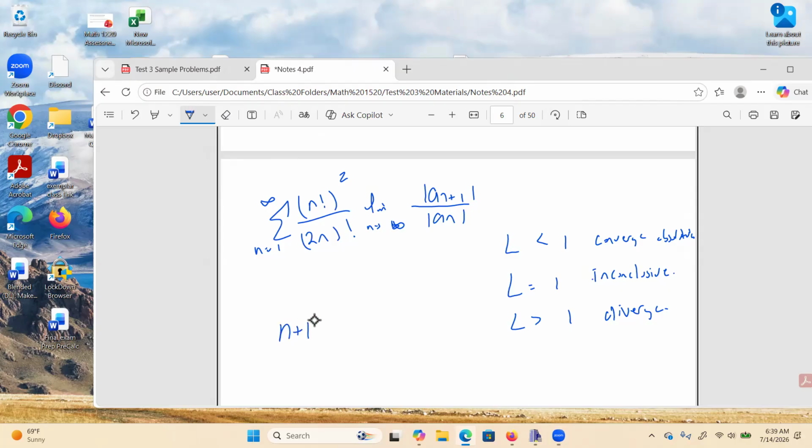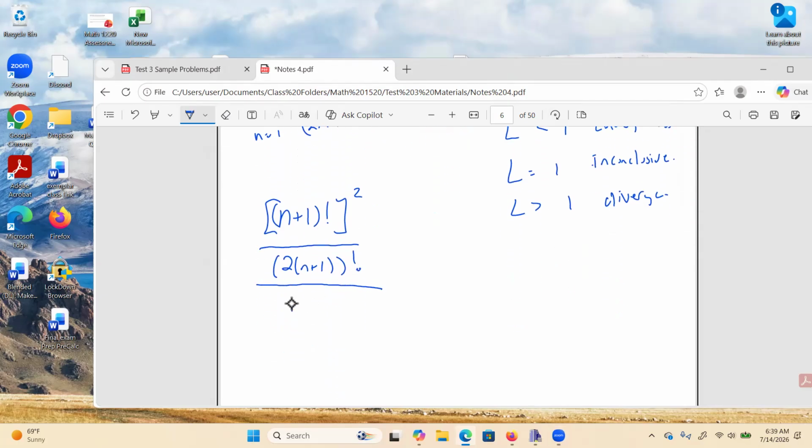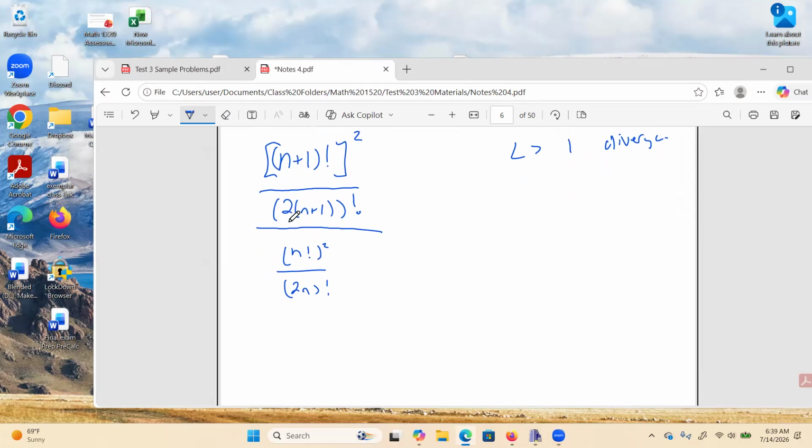All right, so here's what we're going to do. We have (n plus 1) factorial squared, divided by (2n plus 1) factorial, divided by (n factorial) squared over (2n) factorial. So we applied the ratio test here. With this (n plus 1) factorial, and we have to square it, it's going to be kind of hard. So we have (n plus 1) times n factorial, and I'm going to leave the squared right there.